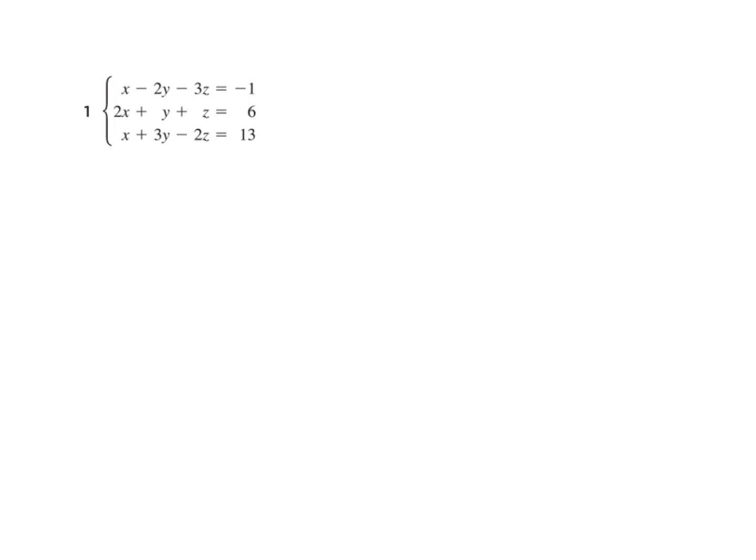All right, so we notice that we have a 1 here already. That's what we want, so we're going to leave that there. This is row 1, row 2, and row 3 here. These are columns up here, okay? So we're going to write this as 1, -2, -3, and -1. Now, row 3 has a 1 here, so I'm going to put row 3 in for row 2. So 1, 3, -2, and 13, and 2, 1, 1, and 6.